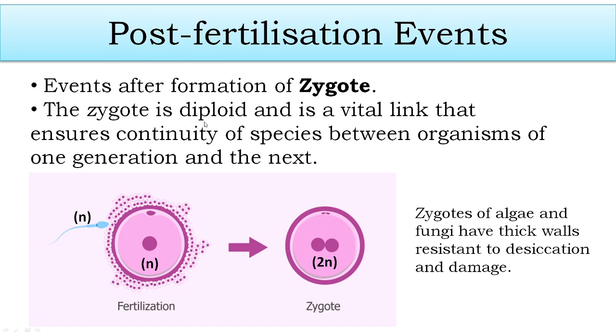And zygote, I told you, it is a diploid in nature. Right. Zygote is a diploid cell and it is a vital link that ensures the continuity of the species between organisms of one generation to the next. Zygote the diploid race. Zygote the diploid consists however when two haploid cells, right, when two haploid cells or when two haploid gametes they fuse together during fertilization, it results in the formation of a diploid cell.